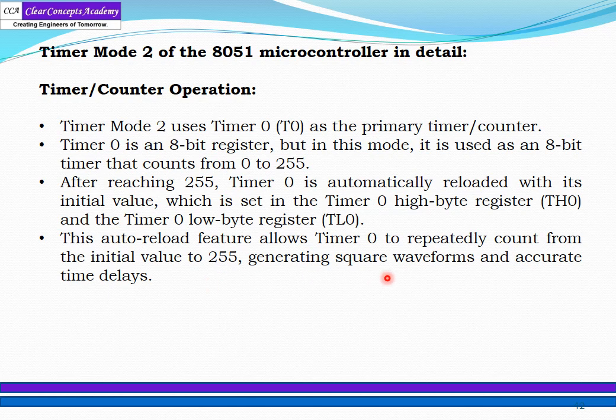Because you want to make it 100 counts, 255 minus 100 will be 155. So store 155 in TH. Then 155 will become 156, 157, and so on, up to 256. That means it will be incremented only 100 times. And when 255 is reached, the overflow will occur, and it will again reload 155 into the TL. So it will repeatedly count 100.